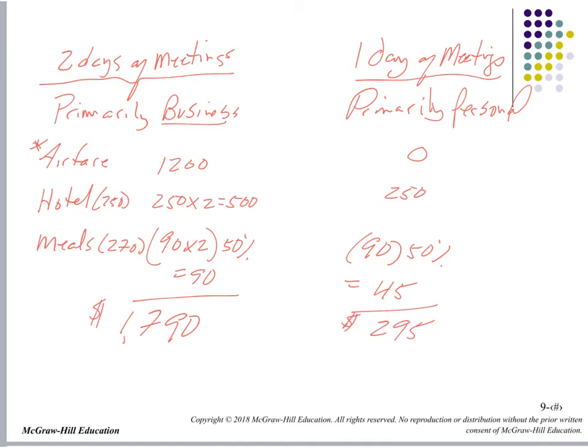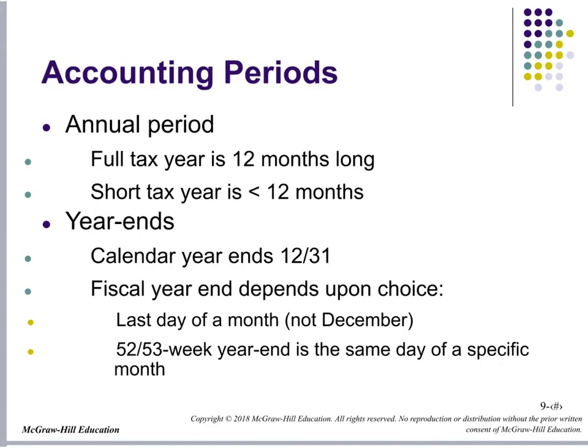And so what's the big deal here? The big deal is airfare. If it's a primarily business trip, then you also get to deduct airfare. If it's primarily personal, you do not get to deduct airfare. Okay? So move right along to accounting periods. All right.